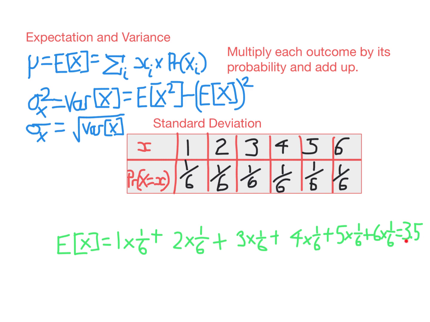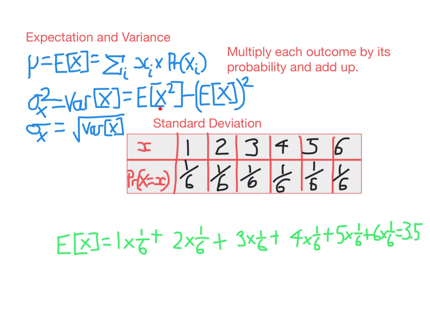Now, of course, the expected value need not actually be a possible value. If you roll a die, you absolutely can't roll 3.5. What this means is, if I were to roll a die heaps and heaps of times, and I took the mean of all the scores, I would expect it to be 3.5. So it's what we expect the average to be after many trials.